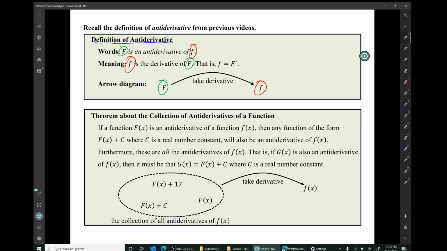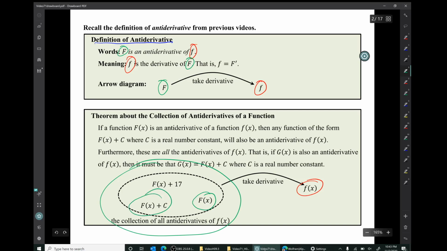And then we've also discussed the idea that for a given function little f of x, there is a large collection of antiderivatives of little f. There's more than one antiderivative. Given a particular antiderivative called capital F, there's a whole collection of other functions that you can obtain by adding constants to capital F of x. And so this whole collection of functions, all of them qualify to be antiderivatives of little f of x.